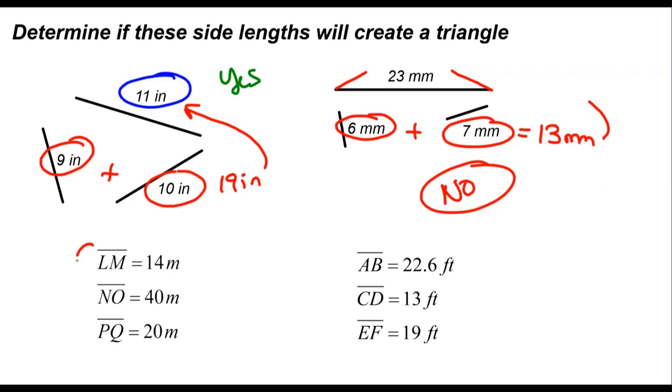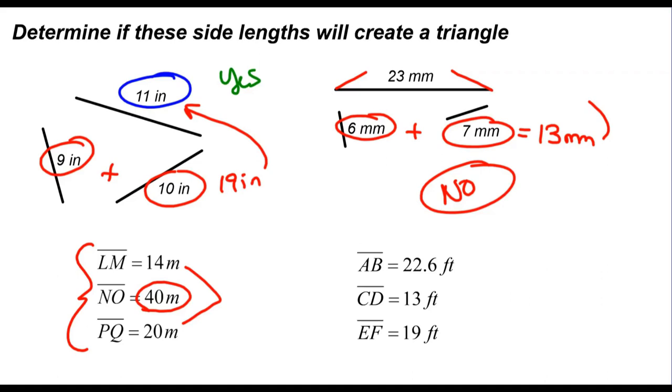So let's take a look at these three side lengths here that we're given. And here we're not given a visual, so we can't really see them, but we can tell from the numbers and the measurements if this is going to create a triangle. So here I have the longest side is 40 meters, and the two shorter sides, is there enough bridge to cover the longest side? So that's how I kind of think of that.